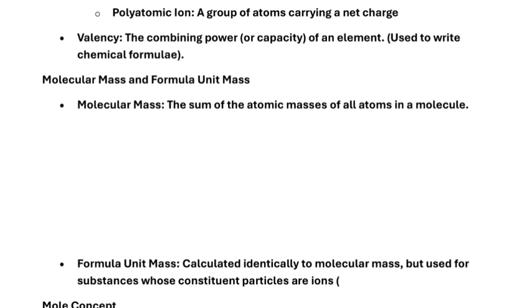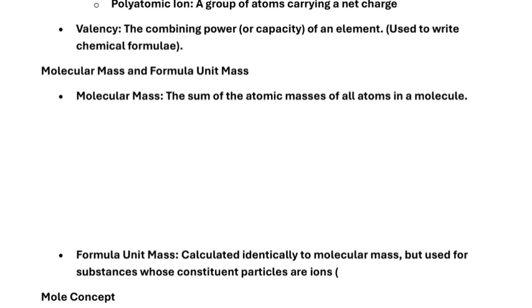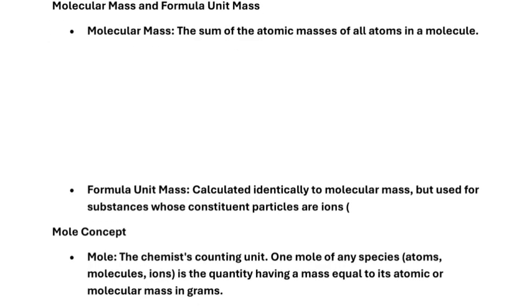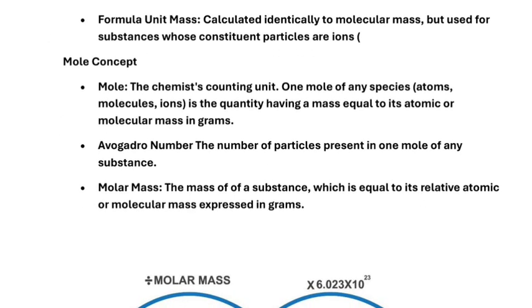Molecular mass and formula unit mass. Molecular mass is the sum of the atomic masses of all atoms in a molecule. Formula unit mass is calculated identically to molecular mass, but used for substances whose constituent particles are ions. Mole concept: the mole is the chemist's counting unit. One mole of any species, atoms, molecules, ions, is the quantity having a mass equal to its atomic or molecular mass in grams. Avogadro number: the number of particles present in 1 mole of any substance. Molar mass: the mass of a substance, equal to its relative atomic or molecular mass expressed in grams.